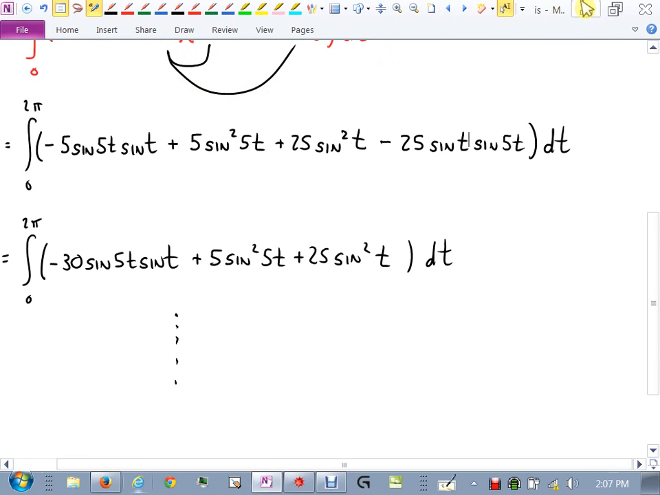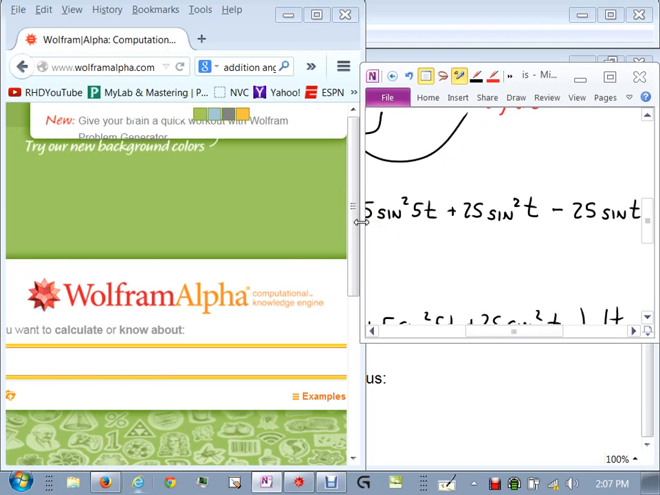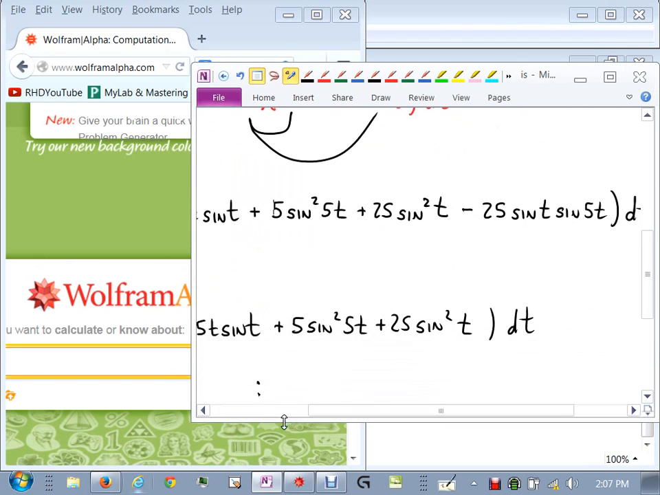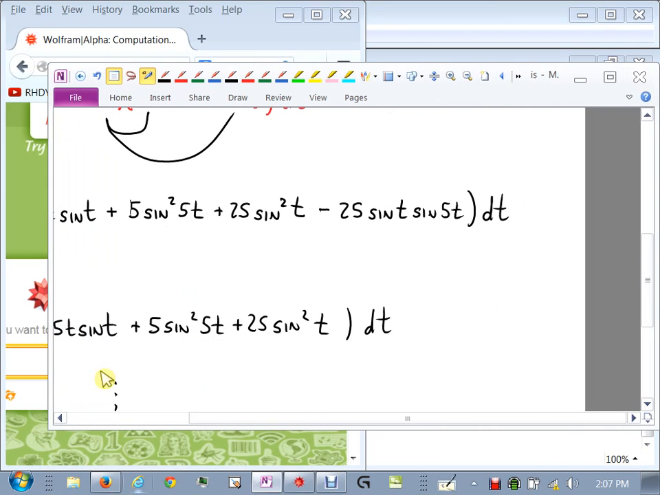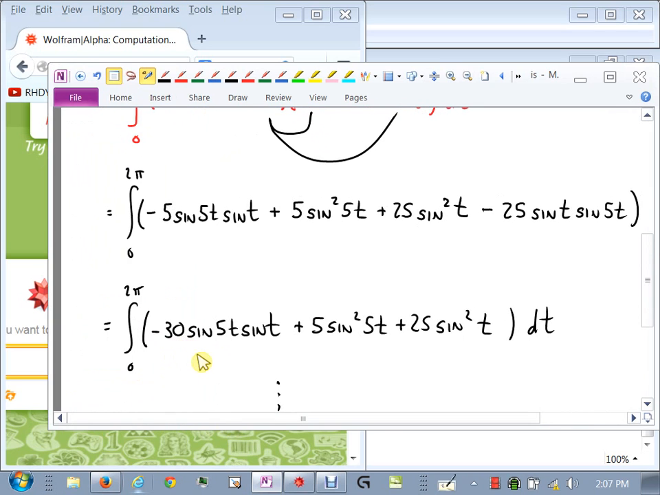This one right here, right? Okay, someone have that written down? I'm going to put this into Wolfram Alpha, see if we get 30 pi.